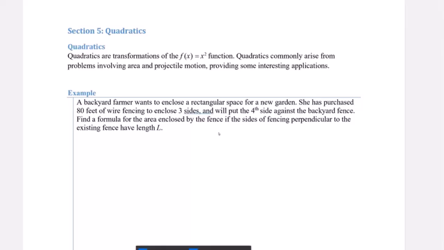Today we're going to be talking about quadratics. It would be chapter 1, section 5. And quadratics are basically anything where the highest degree of your polynomial is squared. So in general, anything that's a quadratic would be of the form ax squared plus bx plus c. Okay, and I know you've seen this before.